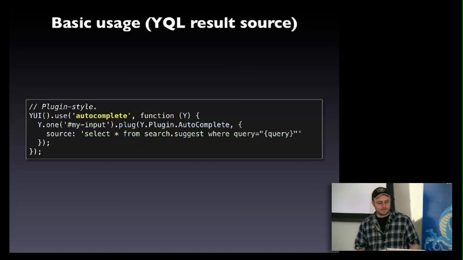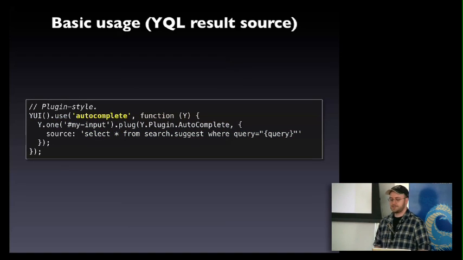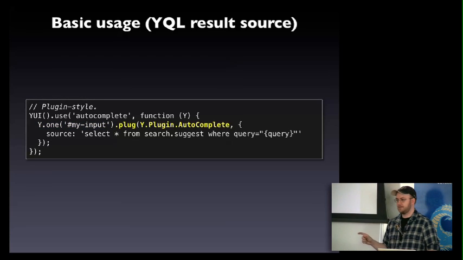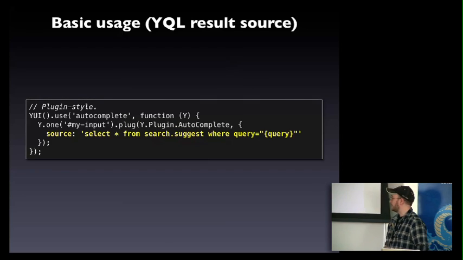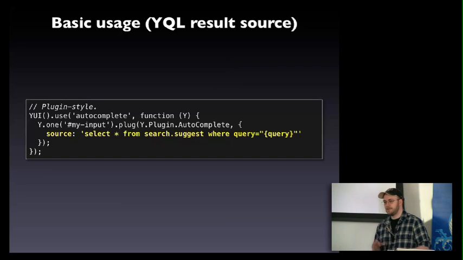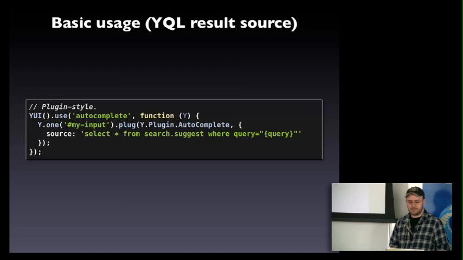So all you have to do is pull in the AutoComplete module in your YUI use statement, grab a reference to an input field, plug in the AutoComplete plugin. So you say, take this input field, add this plugin to it, which augments it with some functionality. And then you give AutoComplete a source to pull its results from. In this case, I'm just using a YQL query. And AutoComplete will take care, behind the scenes, if you haven't already loaded the YQL module, AutoComplete will pull that in automatically from the CDN. As the user types, it'll make requests to YQL. It'll figure out the responses, do all that for you. So this will work out of the box. So that's the basic usage.